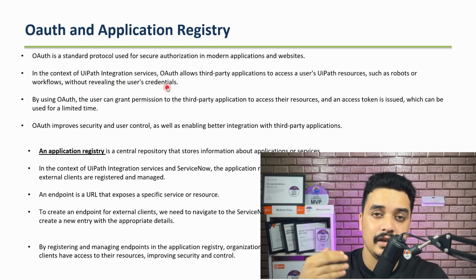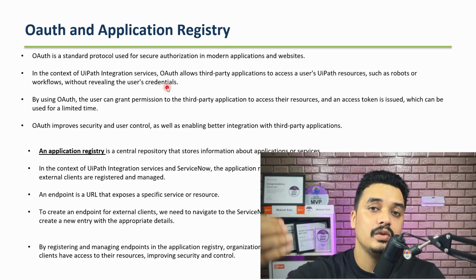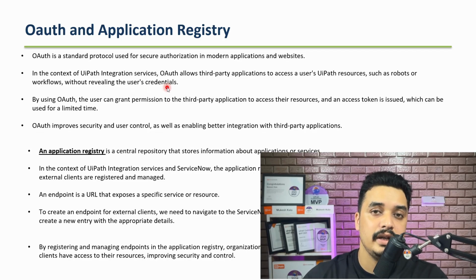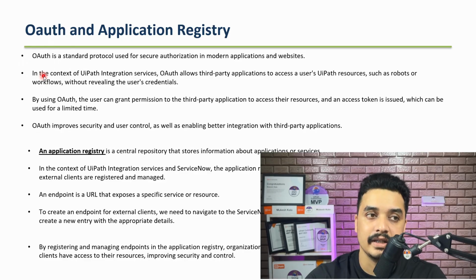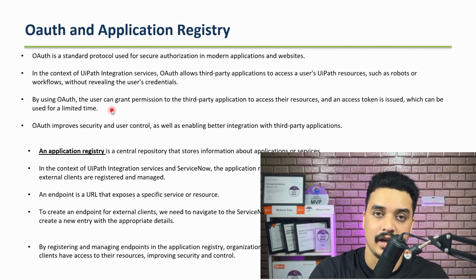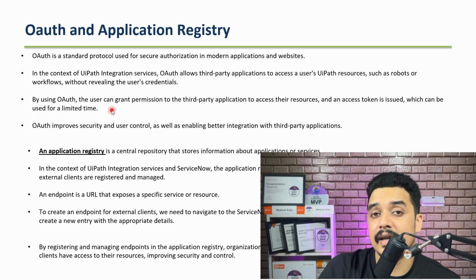So for example, if I am using Gmail, and now my Gmail has to connect to a robot via Integration Services, Integration Services or Gmail are not going to share my actual credential, they are just going to connect via a security protocol which is called OAuth, right? By using this, the user grants permission to the third party application to access their resources. Now, whenever I am going to connect to my Gmail, Google Drive, Zoom or Slack, at that time I do not have to share my actual password.